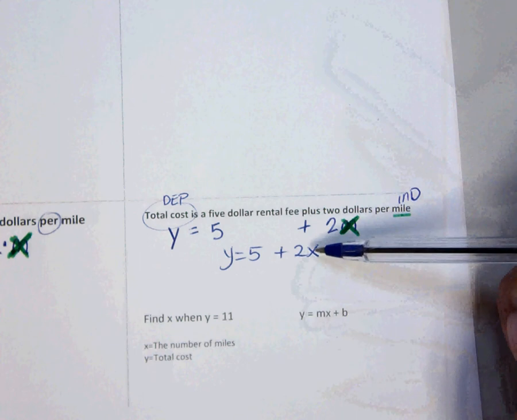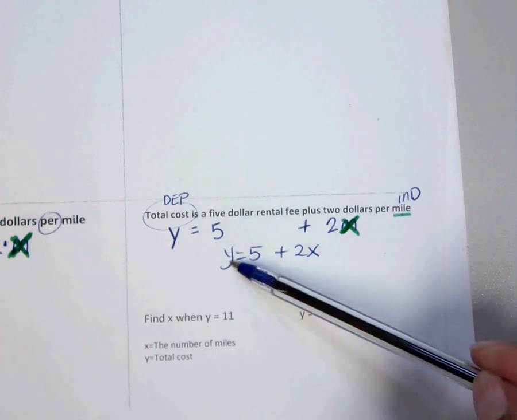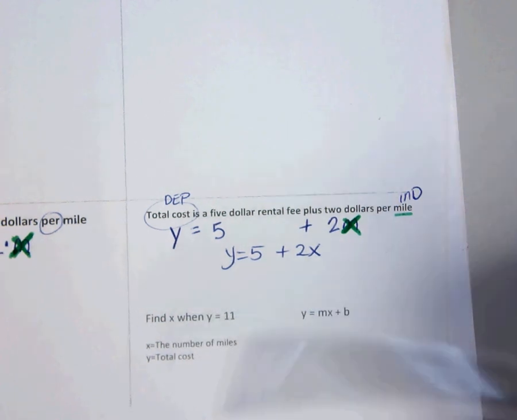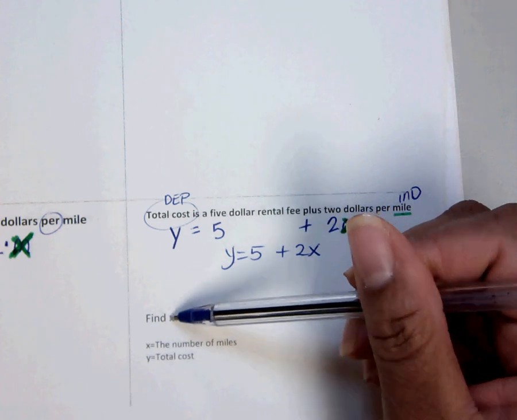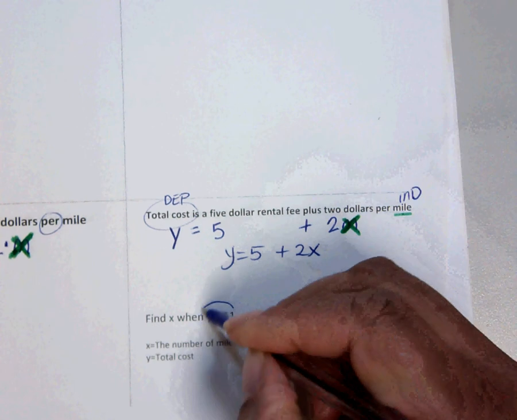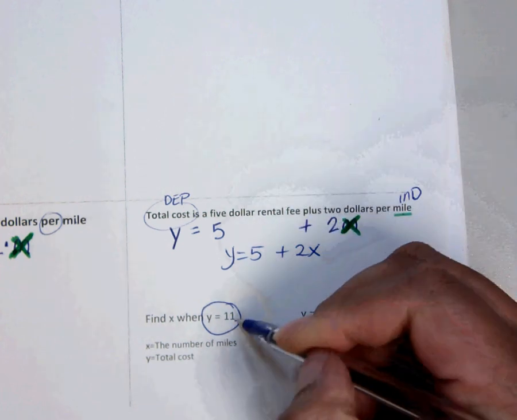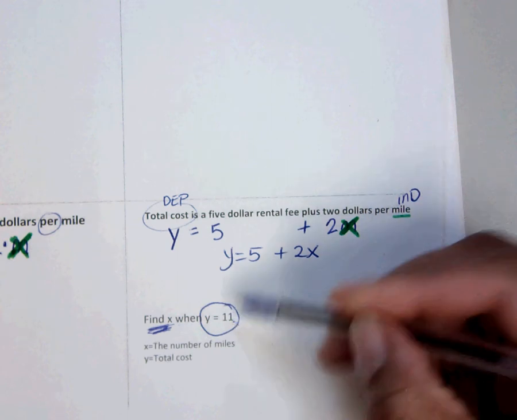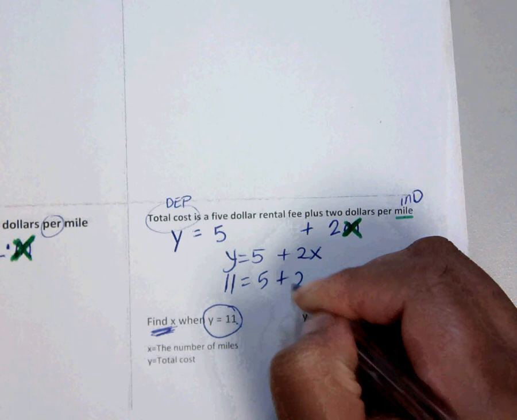Now, what's different about this problem? Well, I don't know what Y is yet, so I cannot solve it. So I have to read this down here. It tells me that if I find X, I can do that if I know that Y is 11. So find the X value. Find it, but find it when Y is 11. That means I want you to come in here and put an 11 right here. And now solve it.